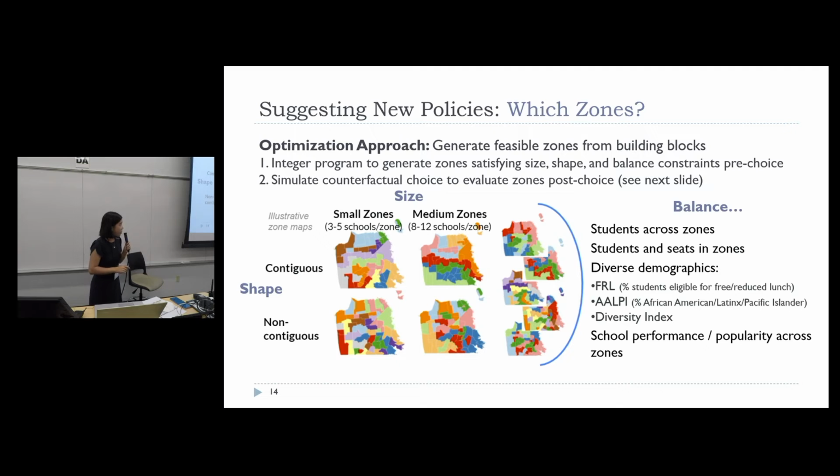On top of that, we also had balance constraints, for example, students across zones, students in seats, demographics, as well as school performance and popularity.